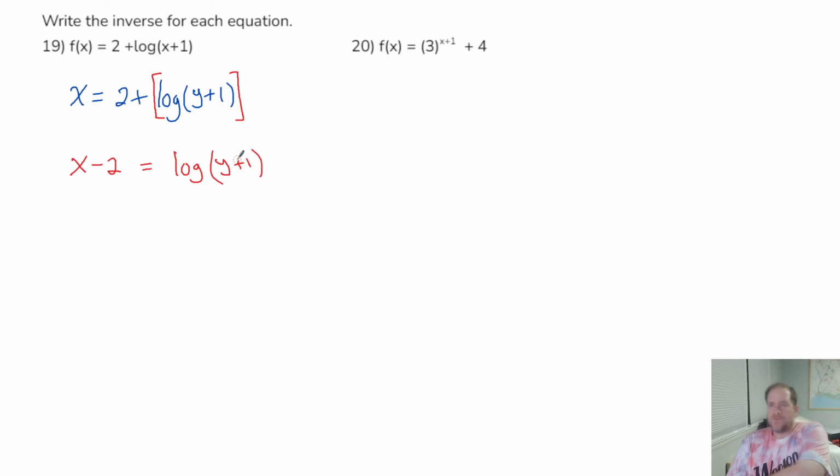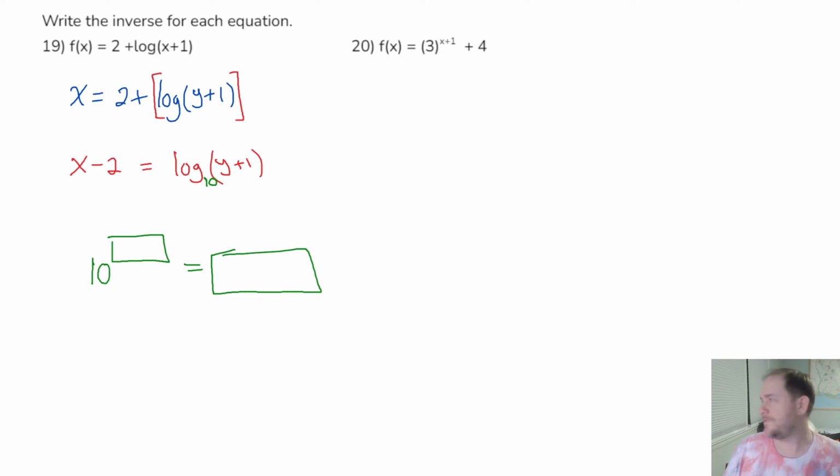Okay, so once you get your log alone, really the only way to sort of isolate the y and get it out of here is to convert between logarithmic notation and exponential notation. So remember, when we convert, the base of the log stays the base of the exponential. Now I don't see a base, but when I don't see a base, that means the base is understood to be 10. So when I go to convert this to exponential, 10 is going to be my base. Then there's some power on 10, and the whole thing is equal to some other thing. And it should be pretty clear that there's only two other things. There's x minus 2, there's y plus 1.